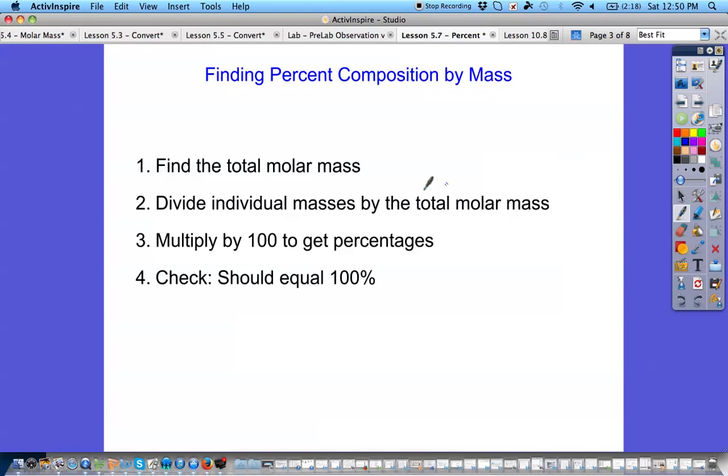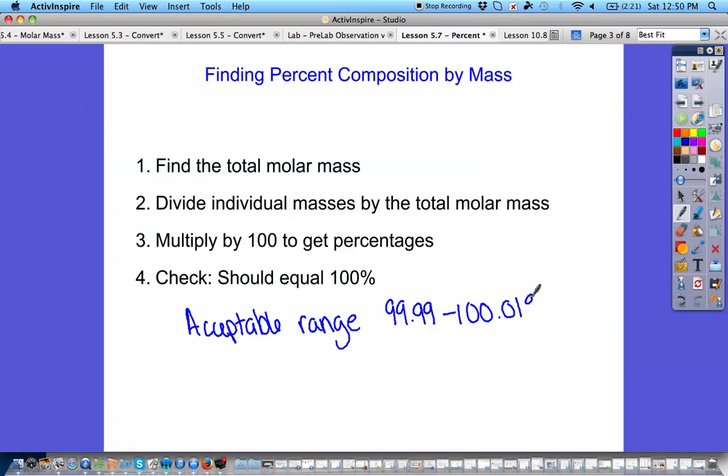So the steps in finding percent composition: the first thing we have to do is find the total molar mass. Then we need to divide the individual masses by the total molar mass and multiply by 100 to get percentages. Check, it should equal 100%. The acceptable range that we are going to deal with in this class is 99.99 to 100.01%. So always round your percentages to 2 decimal places, and as long as all of them added together falls between 99.99 and 100.01, then that tells you that you've done your math correctly. I will be checking for this step on your quizzes, so make sure that you do that step as well.